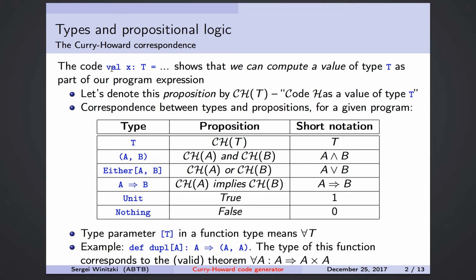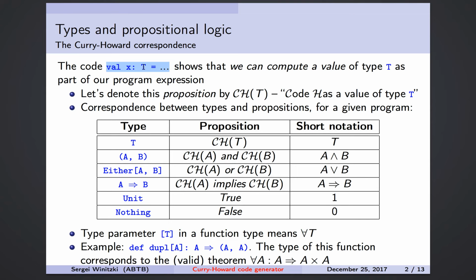To see how this works, consider code that looks like this in Scala. This code shows that at some point in our expression, in our program, we can compute a value of type t. So let's consider this as a proposition and denote this by ch of t, meaning that code has a value of type t at some point. So that is the correspondence.